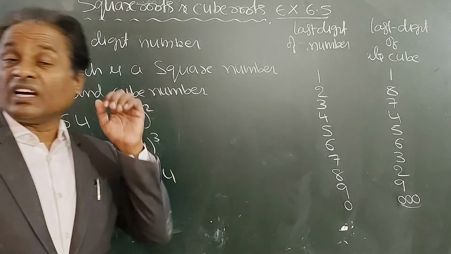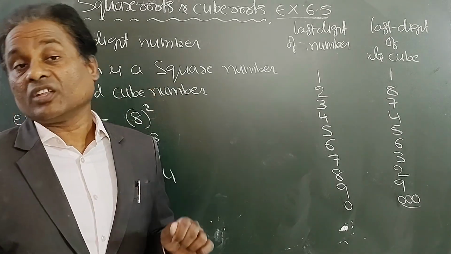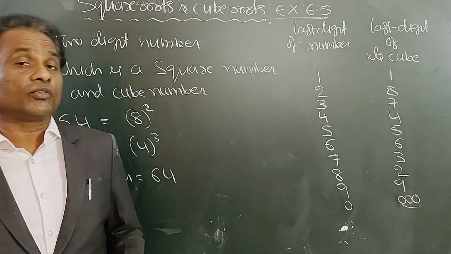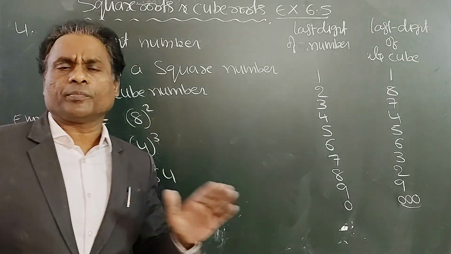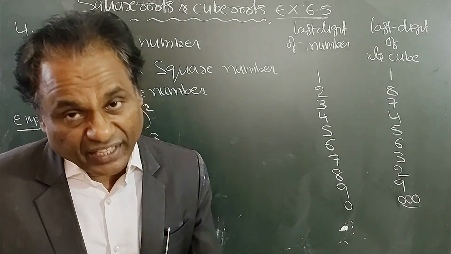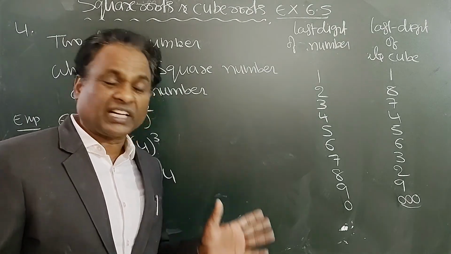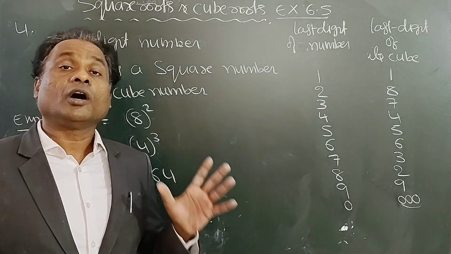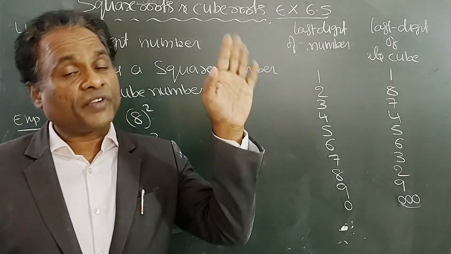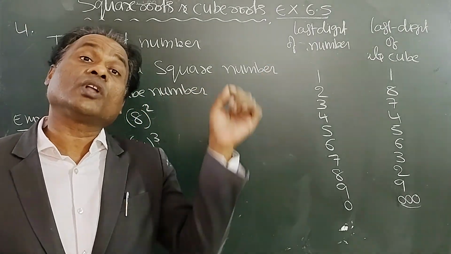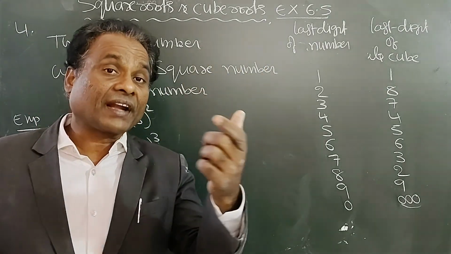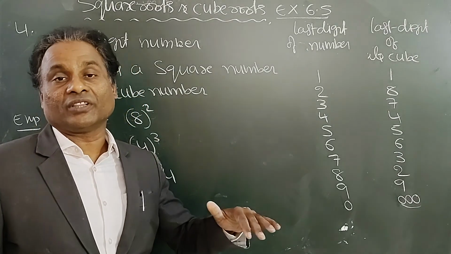So students, this chapter is over. The square roots and cube roots chapter is over. I solved each and every problem and you do the examples. So do a perfect revision on this chapter. How to find the square of a number, how to find the square root of a number by the prime factorizing method and also the division method.